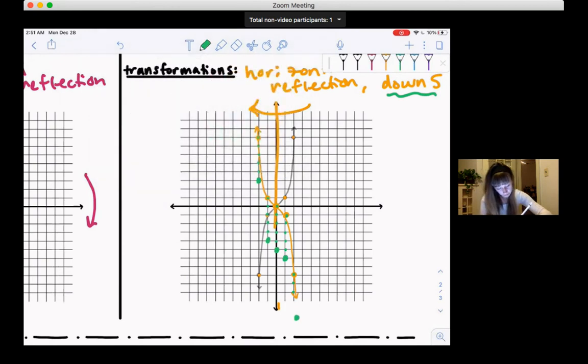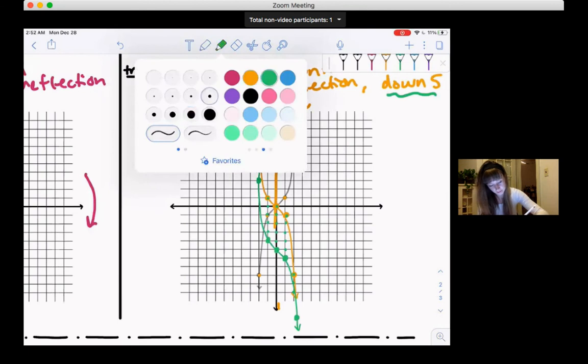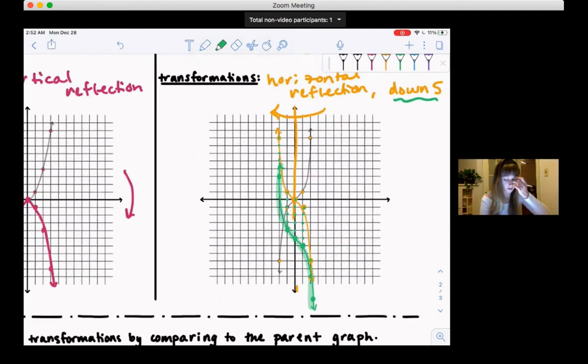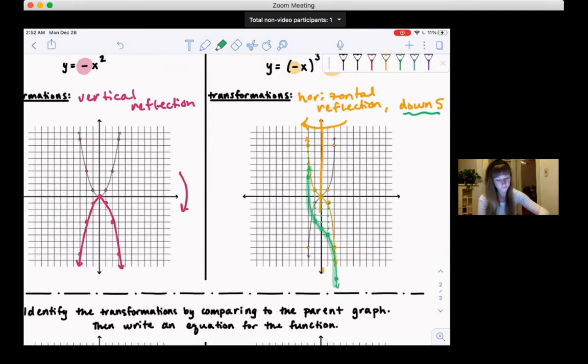Okay, and then we can connect those. So the green graph is our final. Maybe we can highlight it. There's our final. So it's been flipped and it's been scooted down.